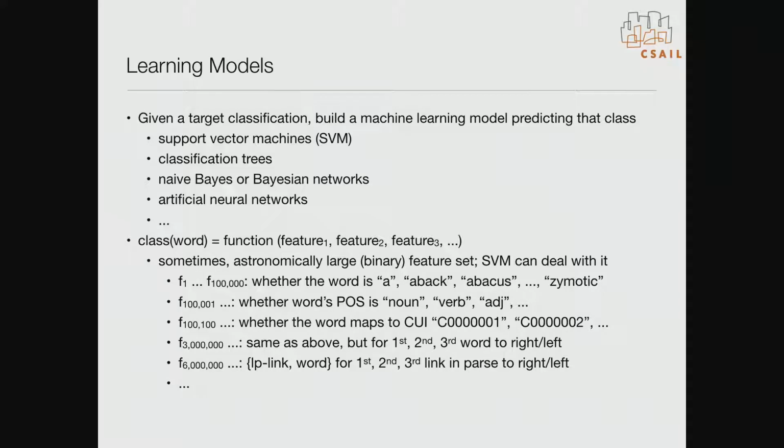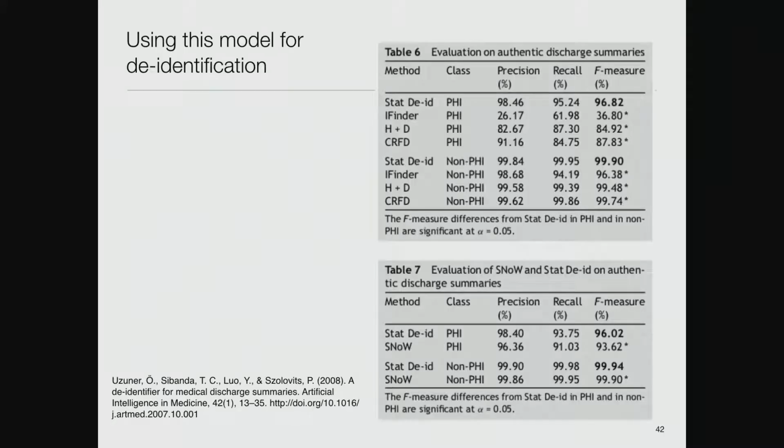So we just threw in all these features and said, oh, support vector machines are really good at picking out exactly what are the best features. And so we just relied on that. And sure enough, you wind up with literally millions of features.